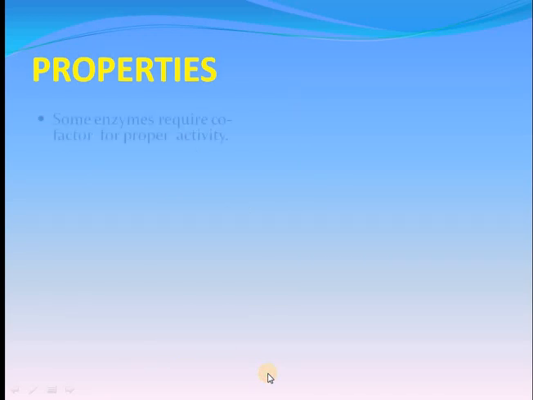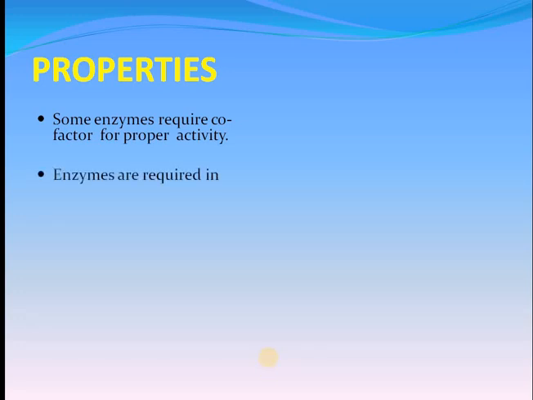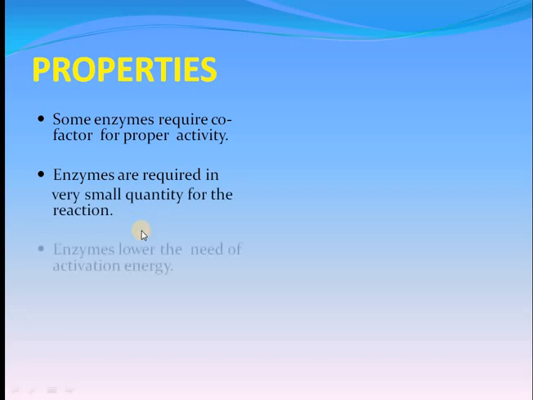Now the next property is that some enzymes require a cofactor for proper activity. Now the question is, what are cofactors? Later on we will discuss briefly what cofactors are. Next, enzymes are required in very small quantity for the reaction. Enzymes lower the need of activation energy. Now the question is, what is activation energy?